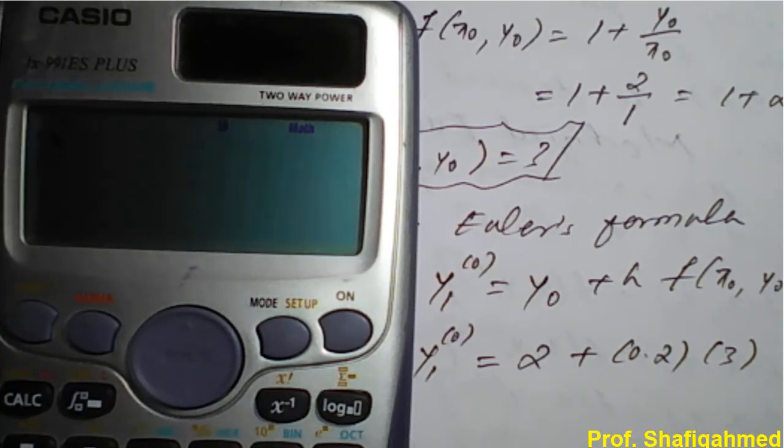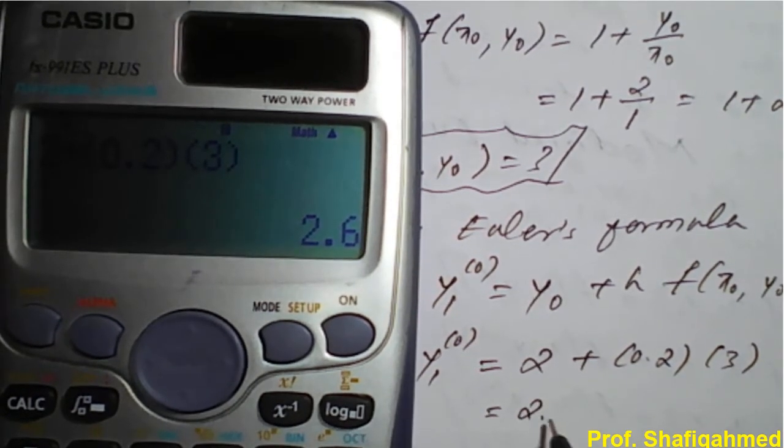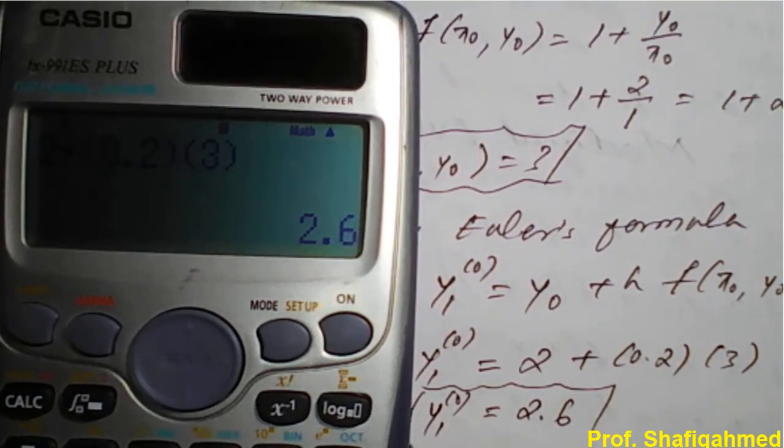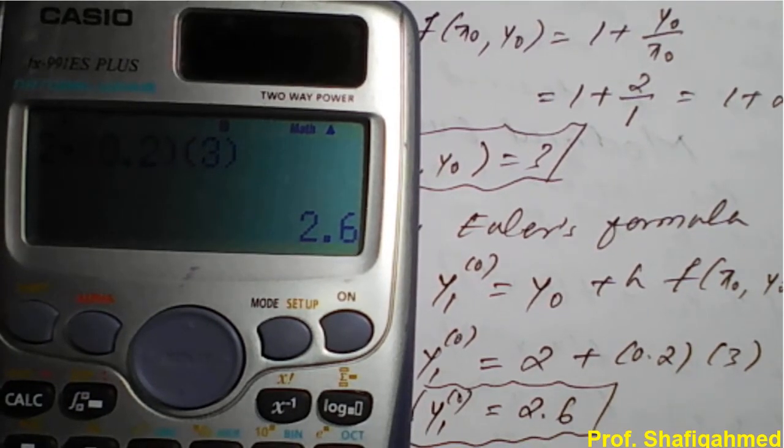So 2 plus bracket 0.2 into 3. So how much we got, 13 upon 5. If you press the SD button, we'll get the answer, that is nothing but 2.6. Means our predicted value of y1 will be 2.6. Means our result will be nearer to 2.6, which we need to correct. So to correct, we need to apply the modified Euler's formula here.